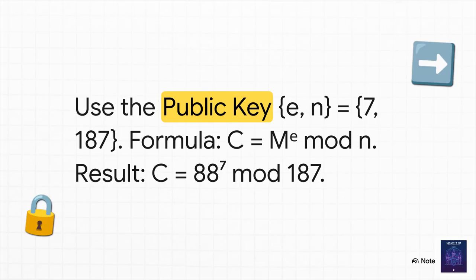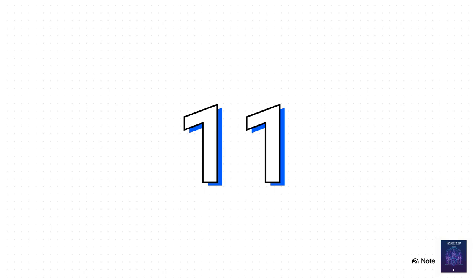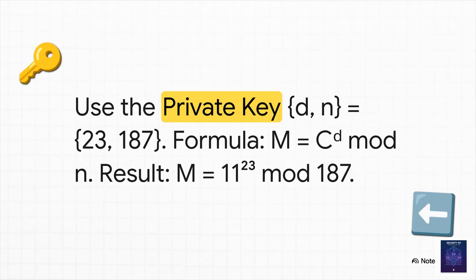The important thing is, anyone can do this math with the public key, and it completely scrambles our number 88 into something totally different. And the result is 11. That's our ciphertext. Our original message, 88, is now completely gone. If you were an eavesdropper and you just saw the number 11, you would have absolutely no idea where it came from.